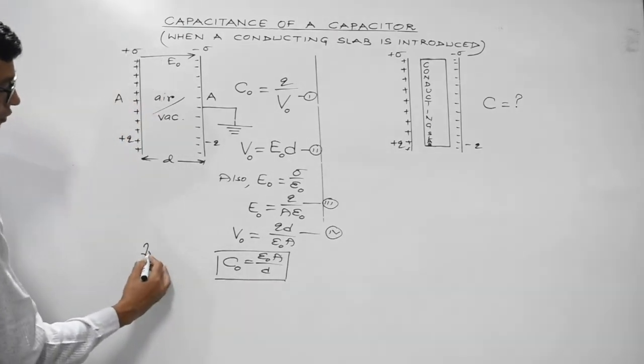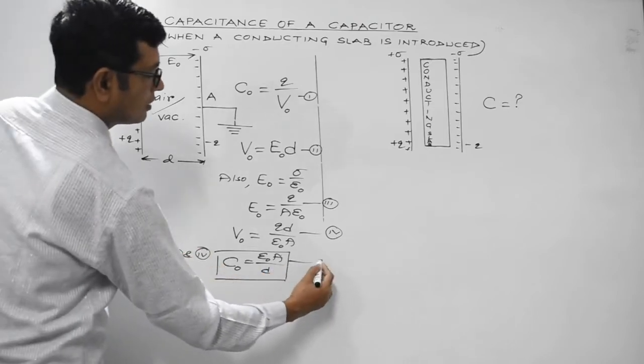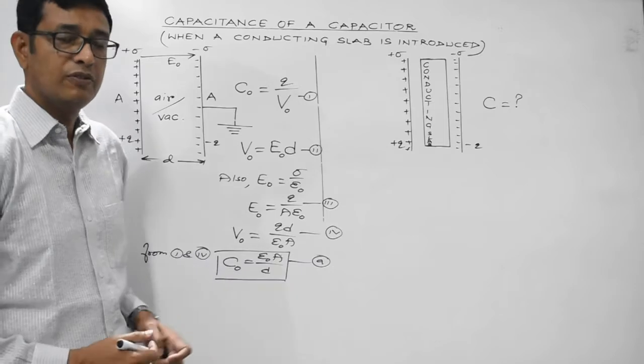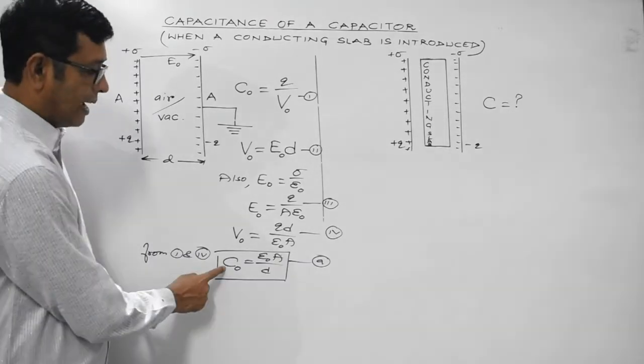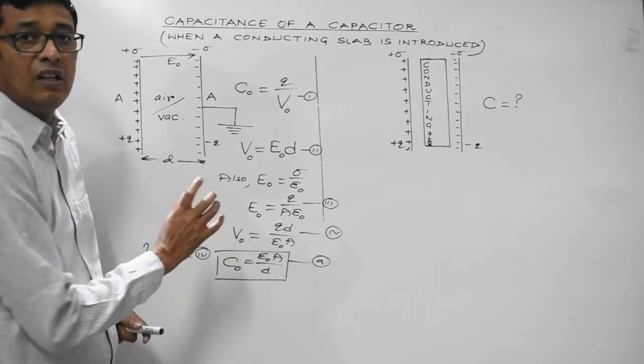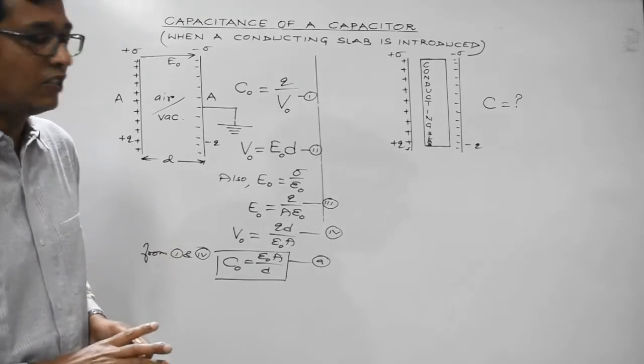This will be from first and fourth. Put this as equation A. So this we were already aware of. So you can notice capacitance does depend upon the dimensions of the capacitor as well as it depends upon the medium in the space between the plates, right?